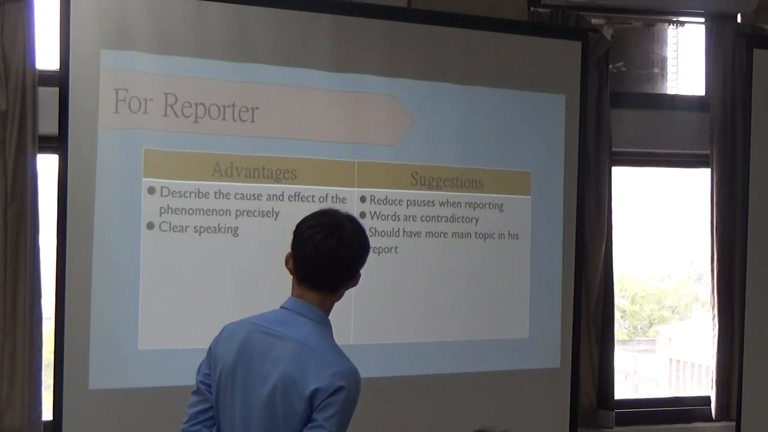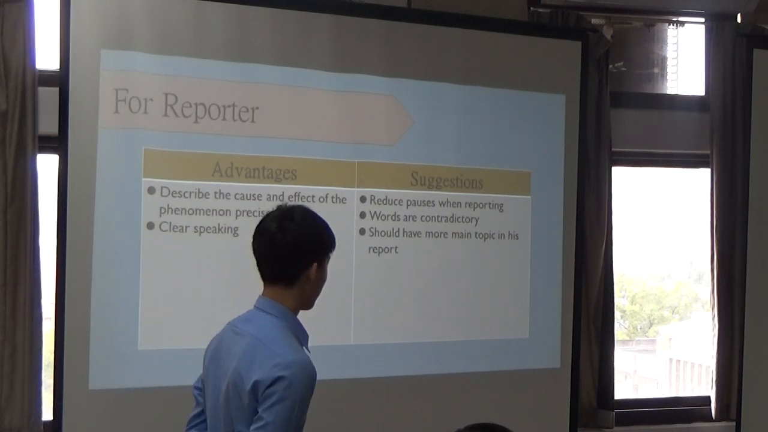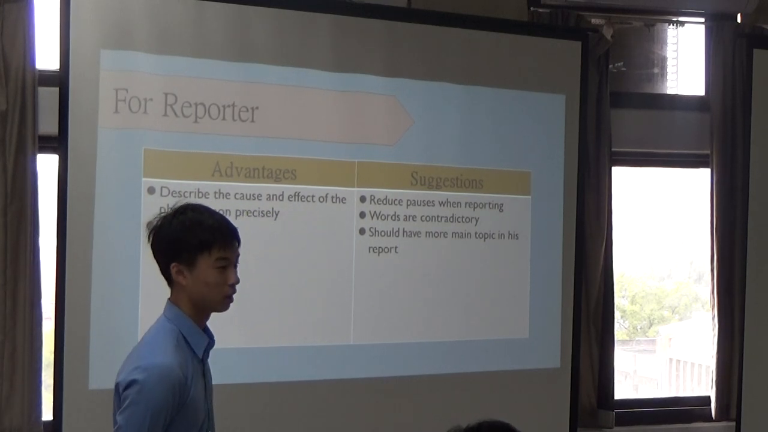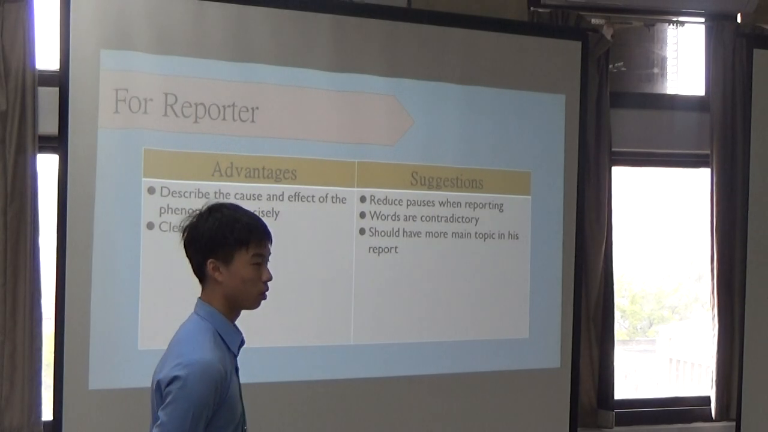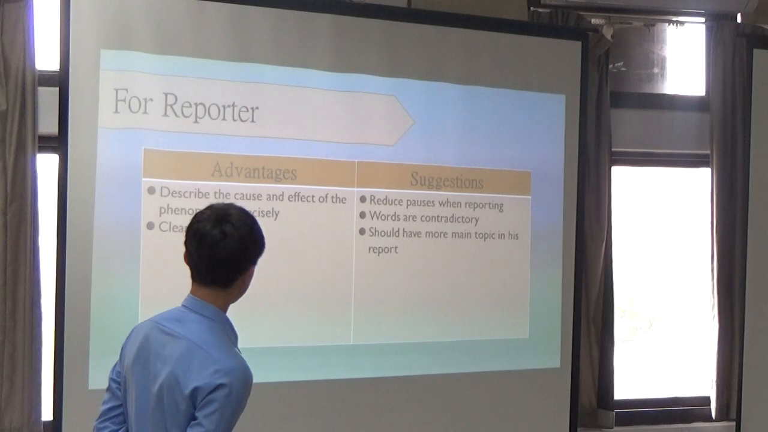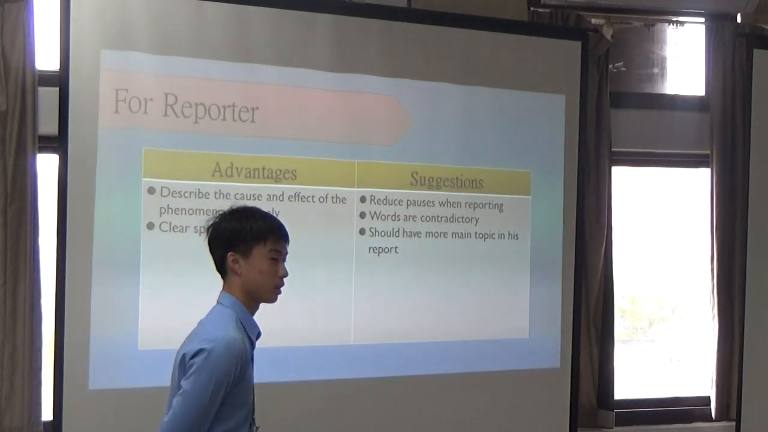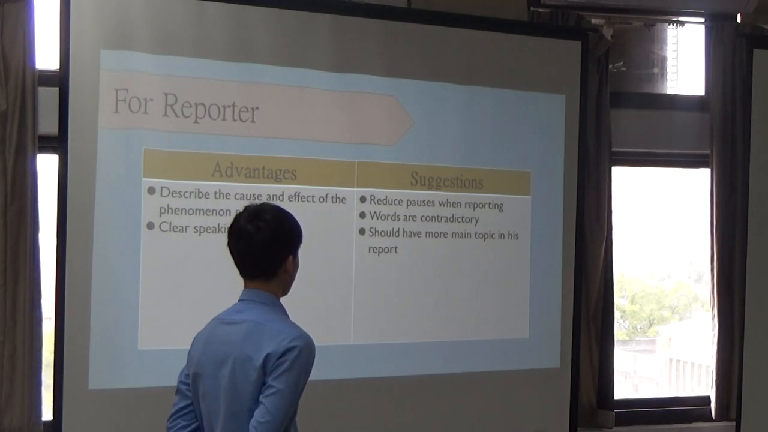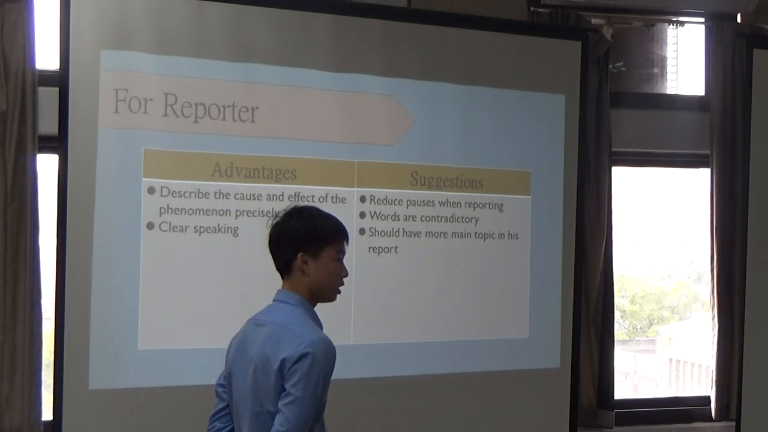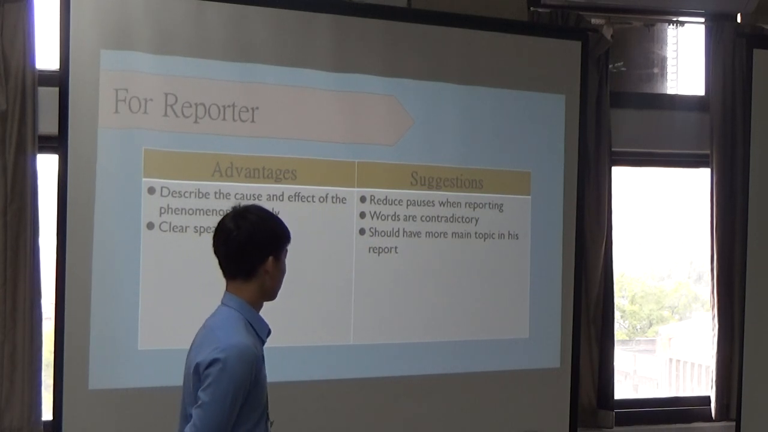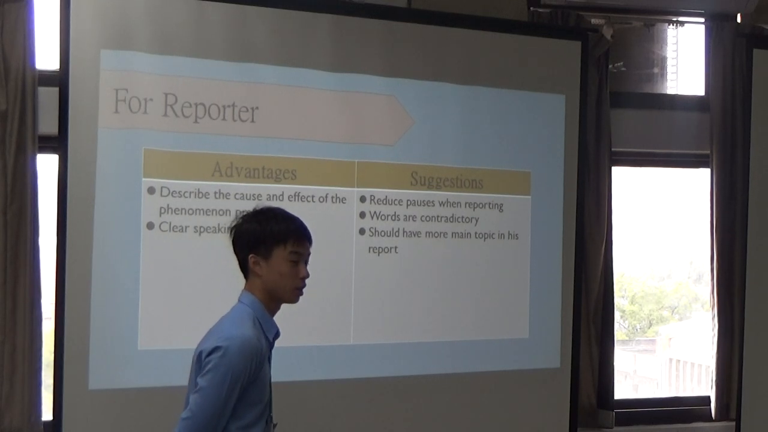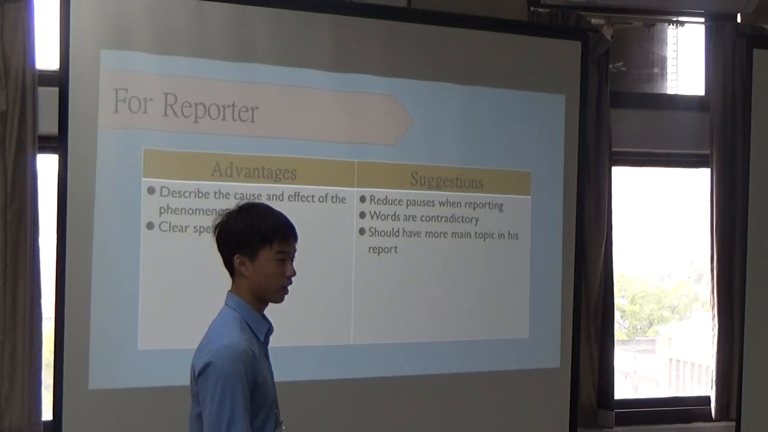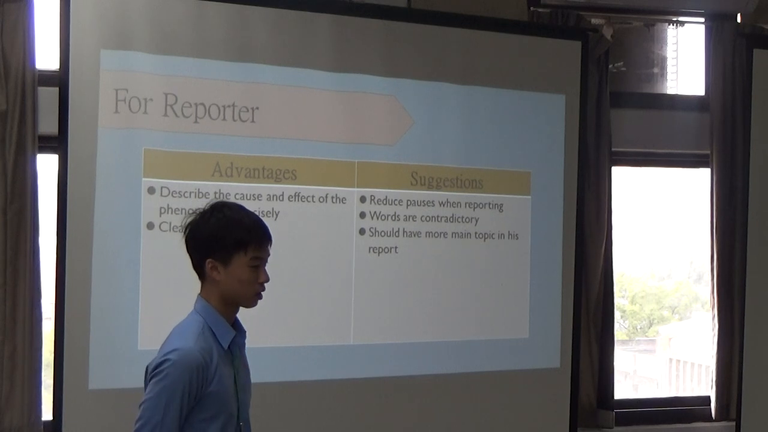This is for the reporter's advantage. He described the cause and effect of the phenomenon precisely. He used very many ways to explain why the balls will rise up or why the angular velocity will decrease. And his speaking is very clear. But there are some suggestions. Although he has many ways, I think he should have a main topic in his report, because I don't know which is the most important factor influencing this phenomenon.